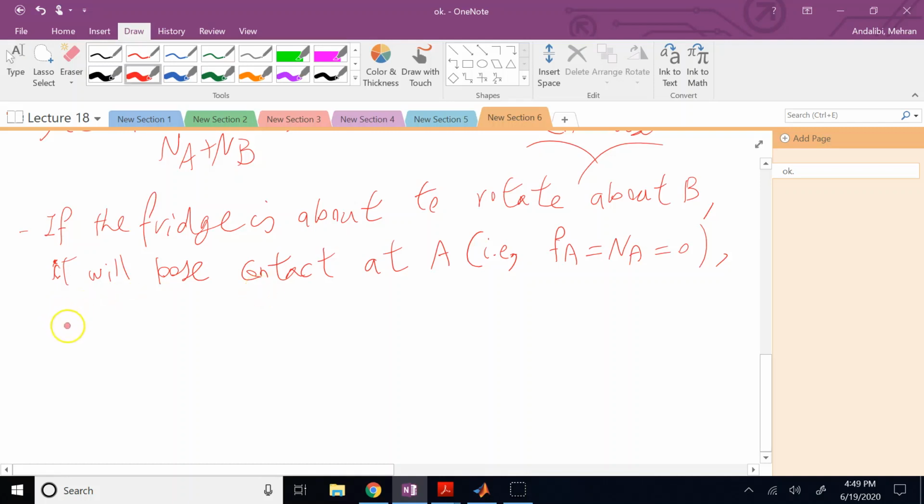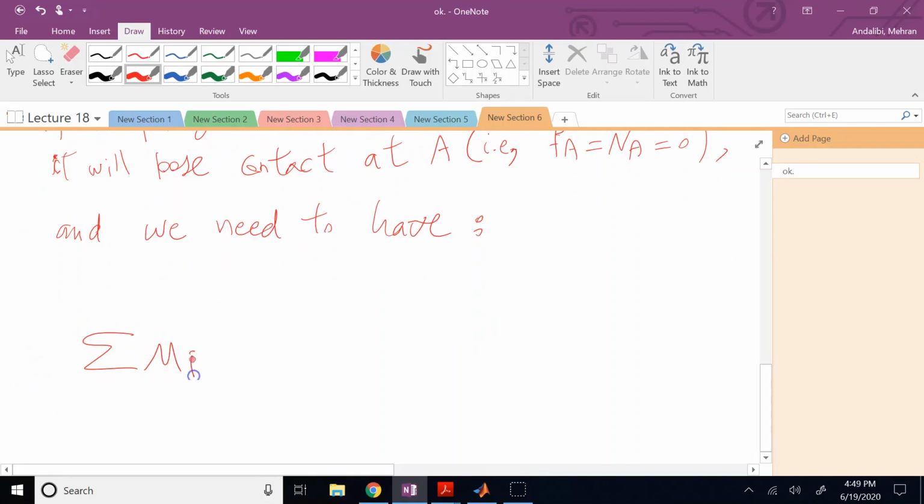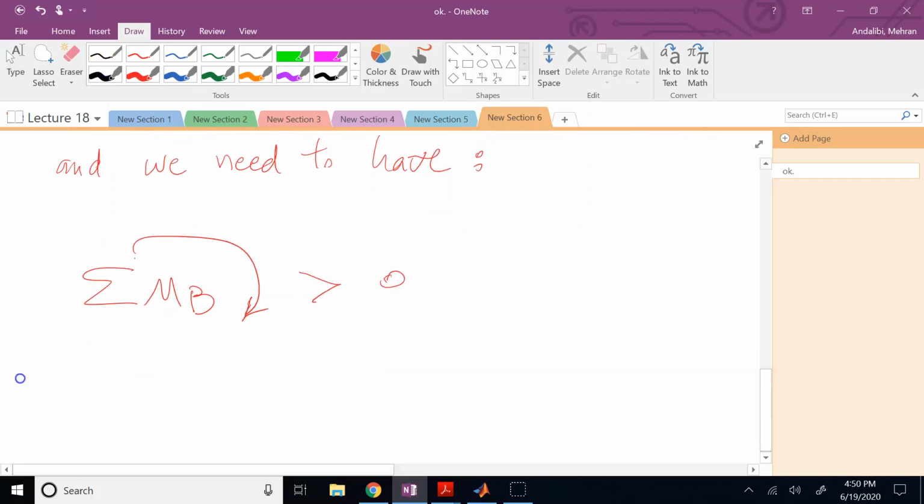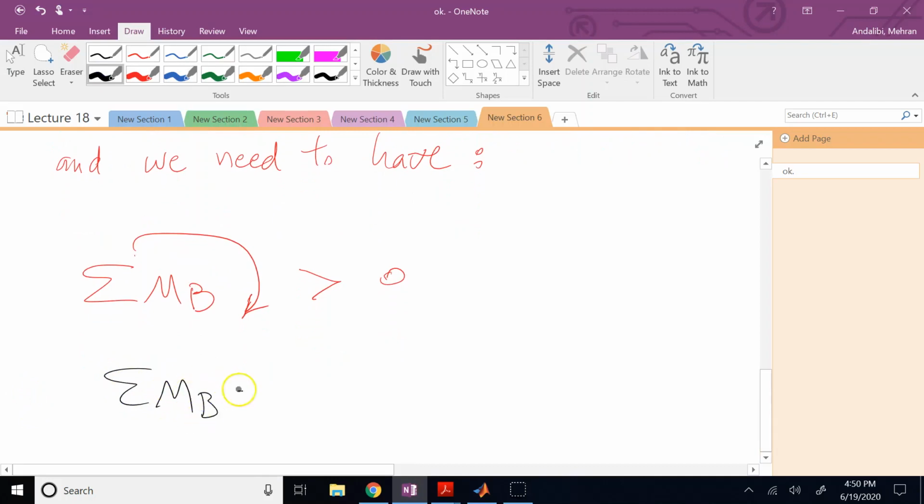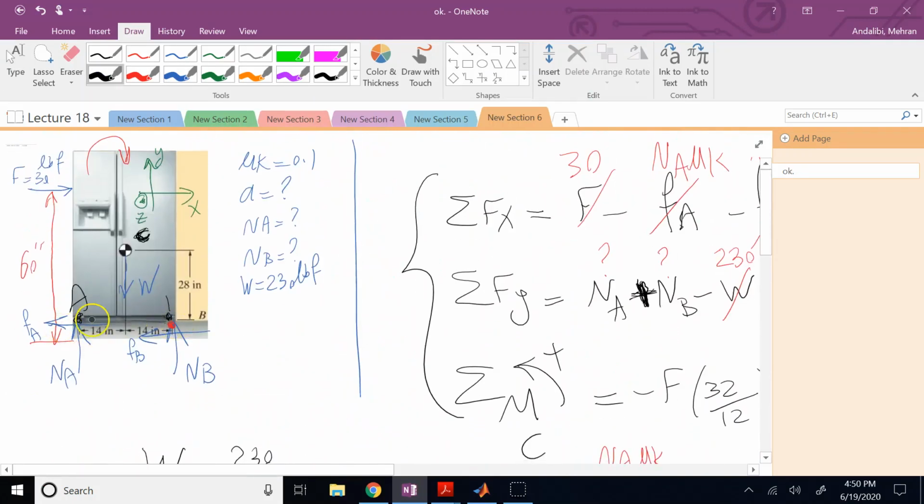So that's it, and we need to have the sum of the moments about point B in a clockwise direction to be what? Positive. If that's the case, yes, then it's going to happen. But let's calculate it, see if it's positive or not. So what is the sum of the moments about point B? If we go back, get rid of these two forces at A, the only two forces that create moment about B are the weight and F.